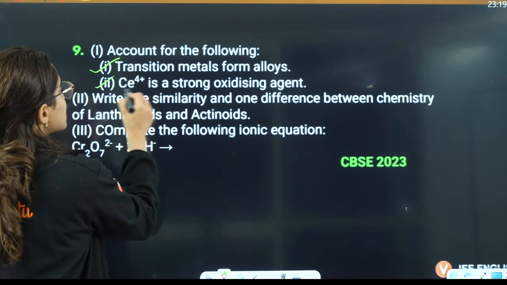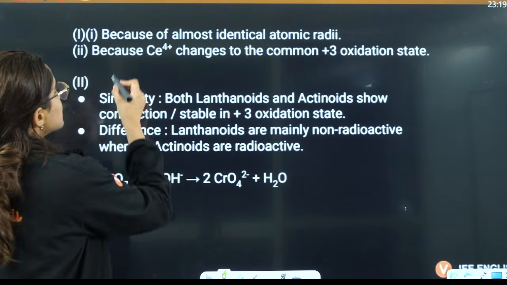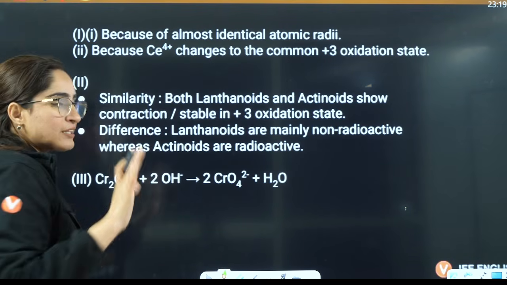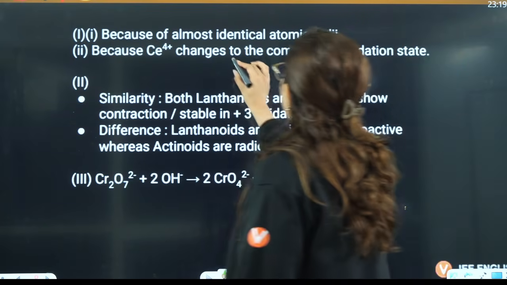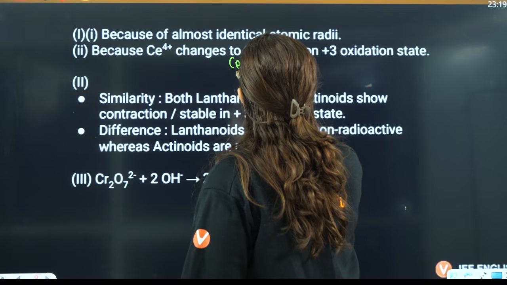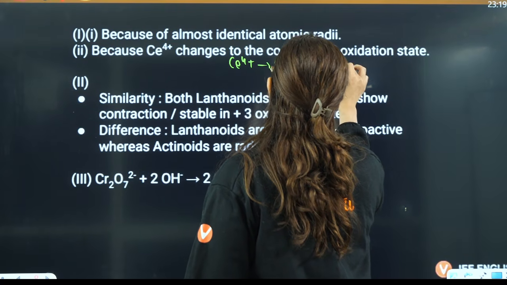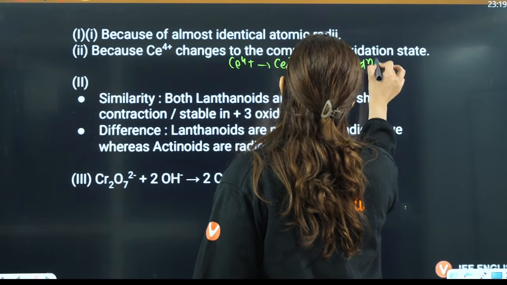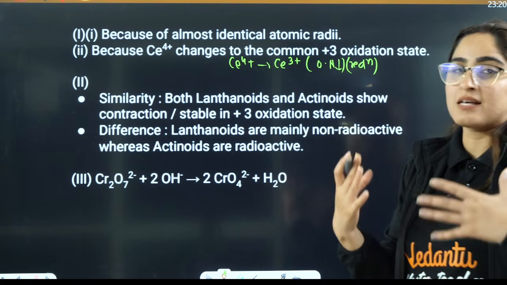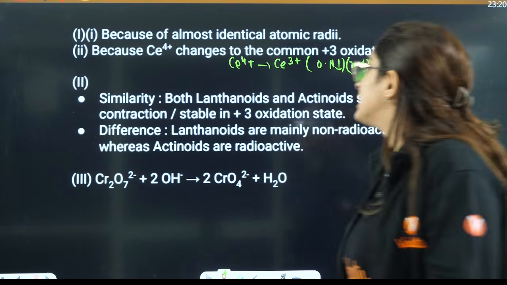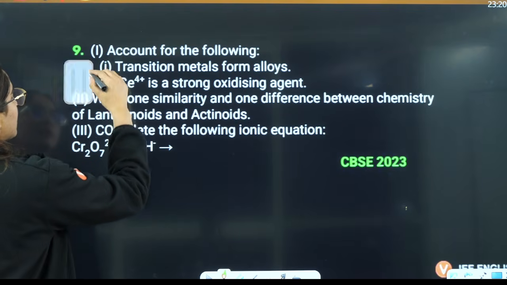Next is Ce4+ is a strong oxidizing agent. It is because in the lanthanoids, the most common oxidation state is 3+. So Ce4+ will easily be converted to 3+, because the oxidation number is decreasing. That is why reduction is taking place. Because it itself is getting reduced, it will behave as a very good oxidizing agent. Right? Done.